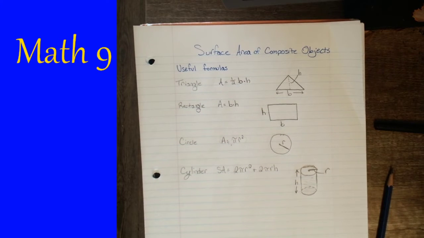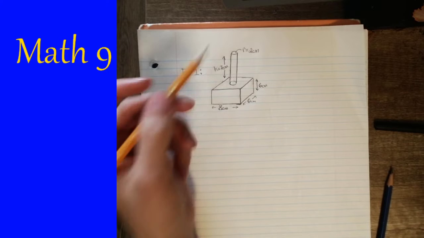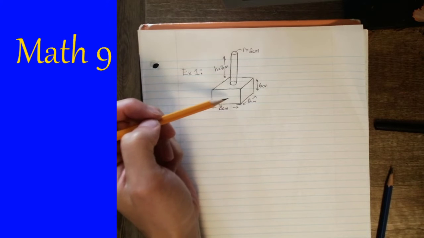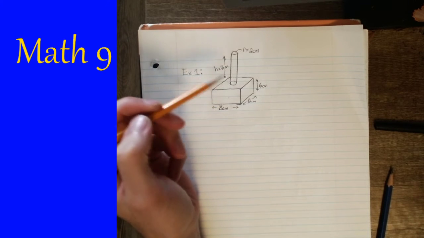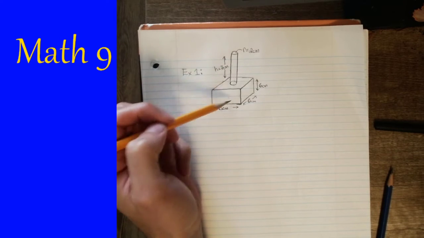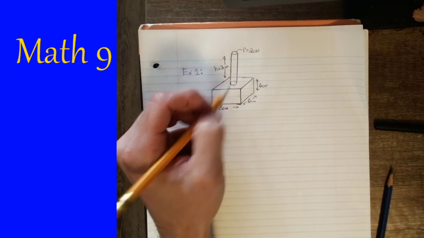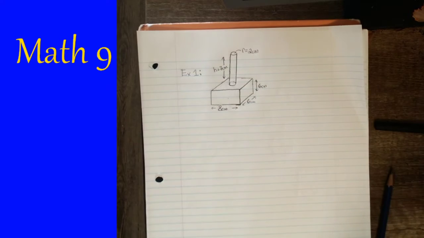Okay, that being said, that's everything we need to know to complete a lot of these problems. So I guess we'll just do a few examples for a refresher. Okay, so first example. We have a cylinder sitting atop a rectangular prism. So we want to find the surface area of this particular composite object, an object composed of two separate shapes, if you will.